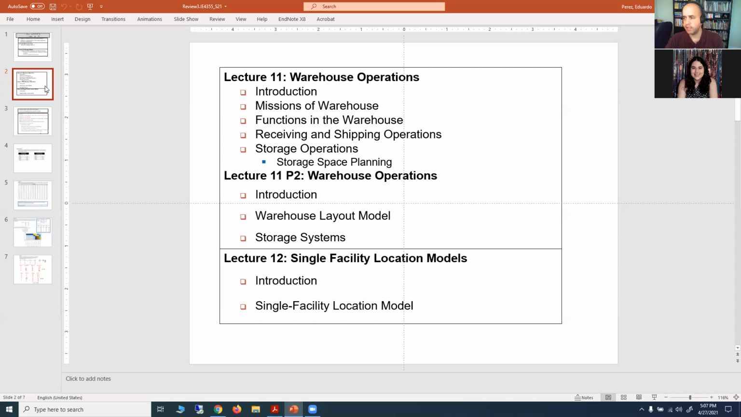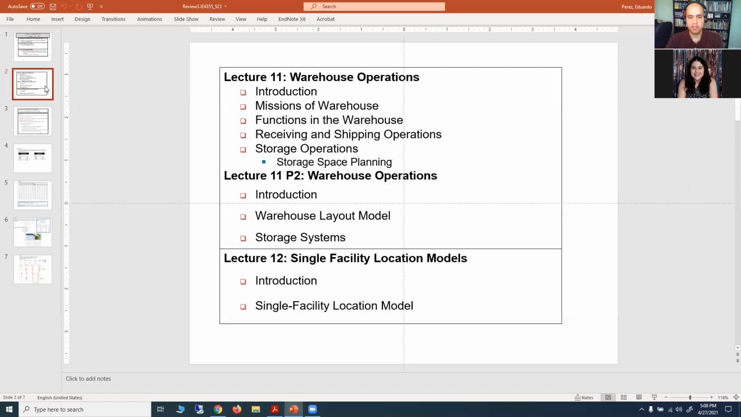We have examples in the lecture videos, in the slides, and also in the assignments. There were problems associated with this, and we're gonna talk about those in a minute. And then finally, lecture 12 was on the single facility location model.